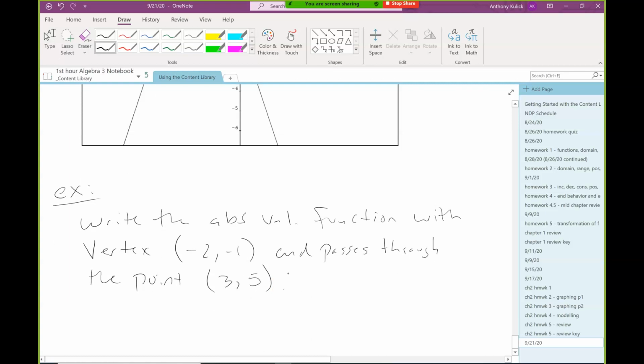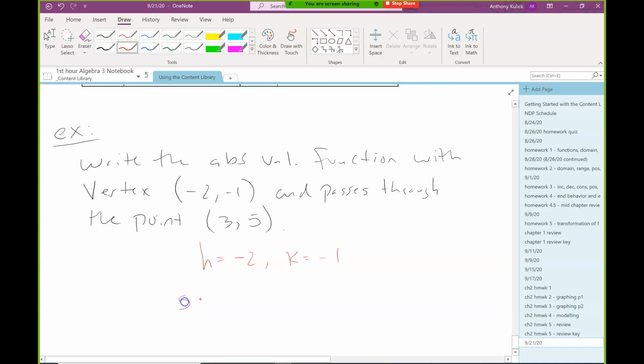So let's say we ask you to write the absolute value function with the vertex of negative 2, negative 1, and passes through the point 3, 5. Does this change really anything that we've been doing? No, right? We just don't have a picture to go with it. There's nothing substantially different about this problem. Right away, we can tell the h is negative 2 and the k is negative 1, because we've been given the vertex.